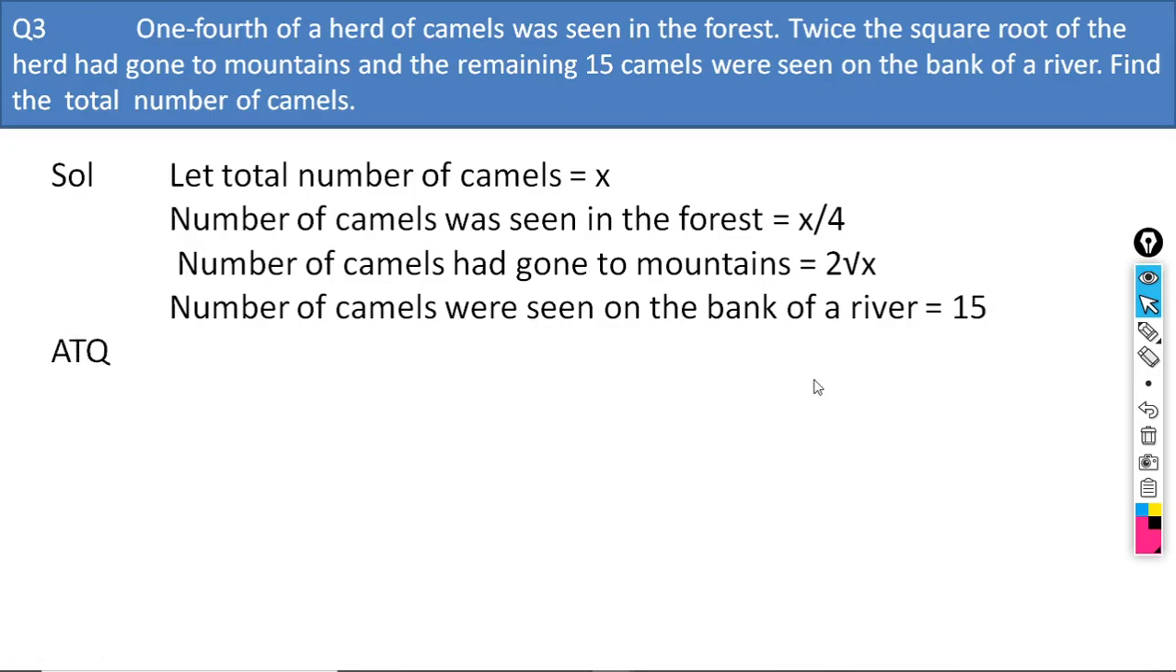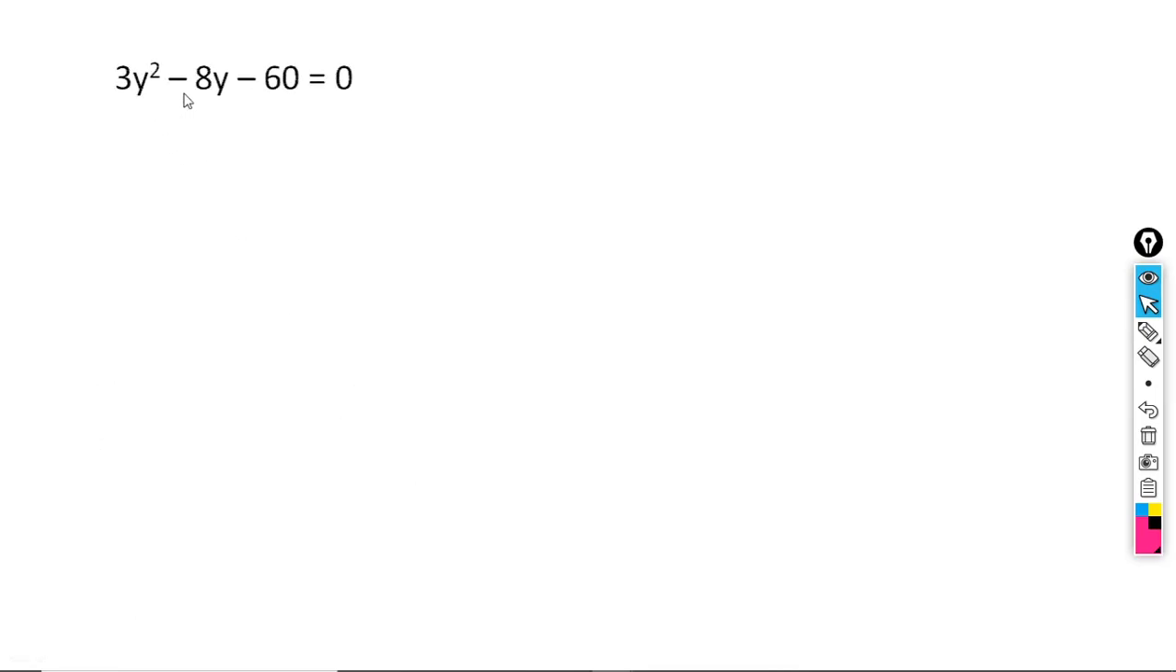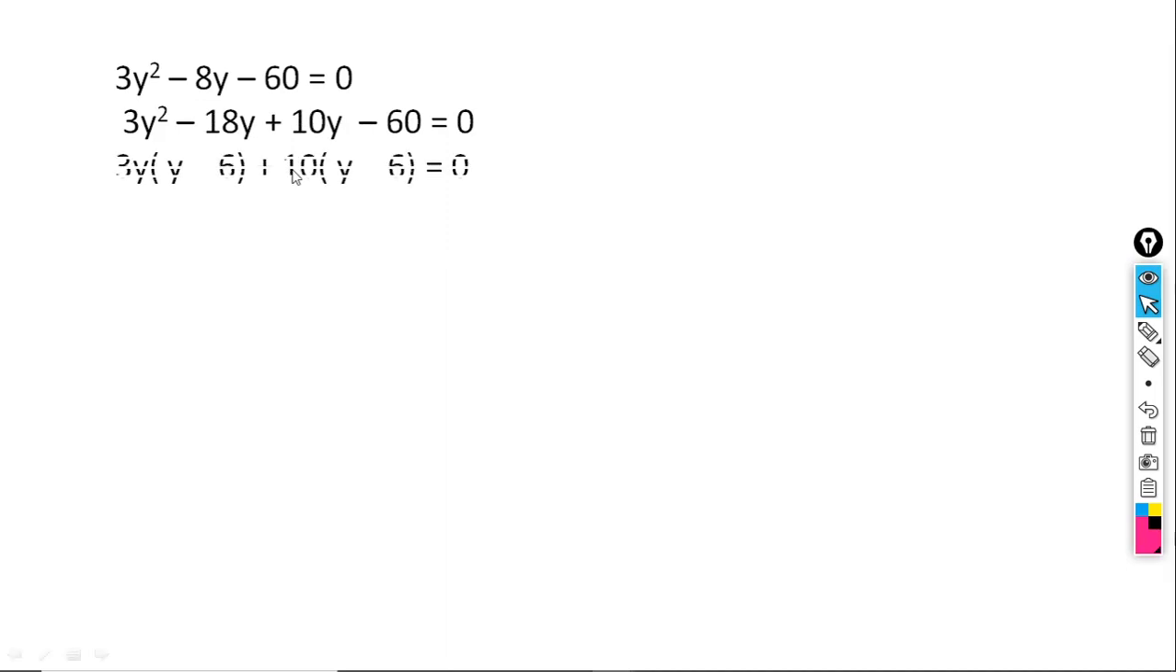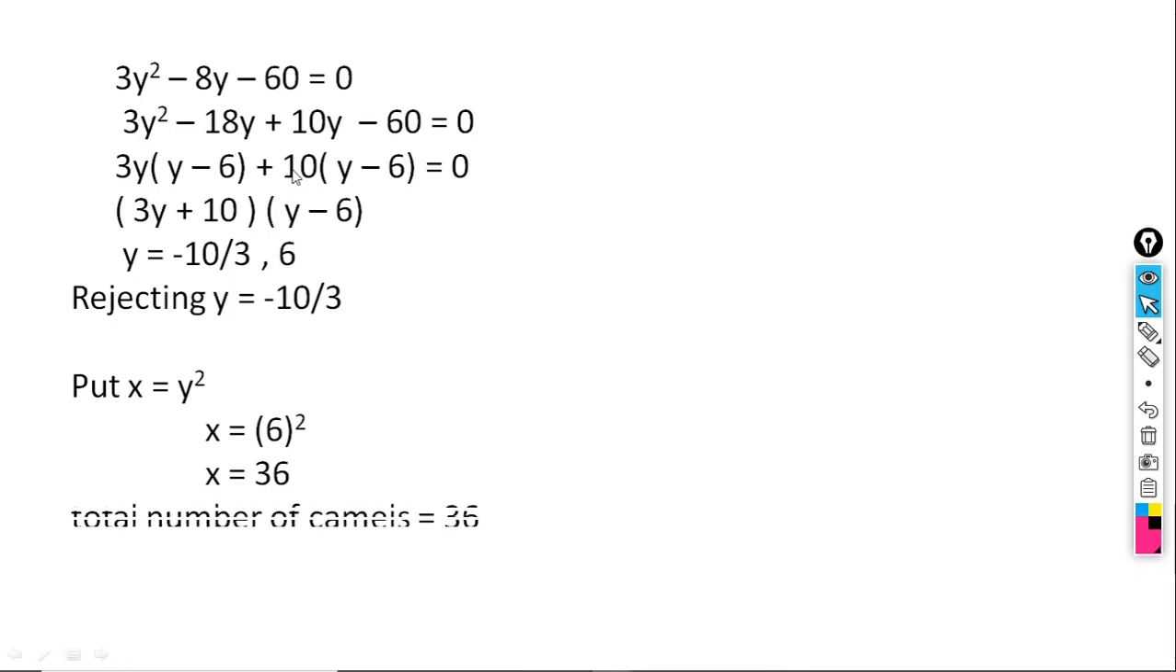According to the question, this condition will be used here: x by 4 plus 2 root x plus 15 is equal to the total number of camels, which is x. By taking the LCM and solving it completely, we get this condition, 3x minus 8 root x minus 60, which is not quadratic. So we have to change this into a quadratic equation by substituting x as y square. By substituting x as y square, we get 3y square minus 8y minus 60 equals 0. And we get the two factors 18 and 10. By simplifying that, the value of y is equal to 6. We want to find x. x will be equal to y square, which is equal to 36. It means the total number of camels is 36.